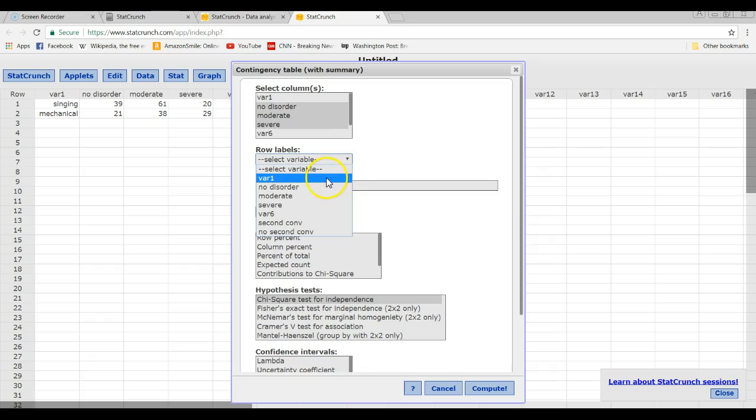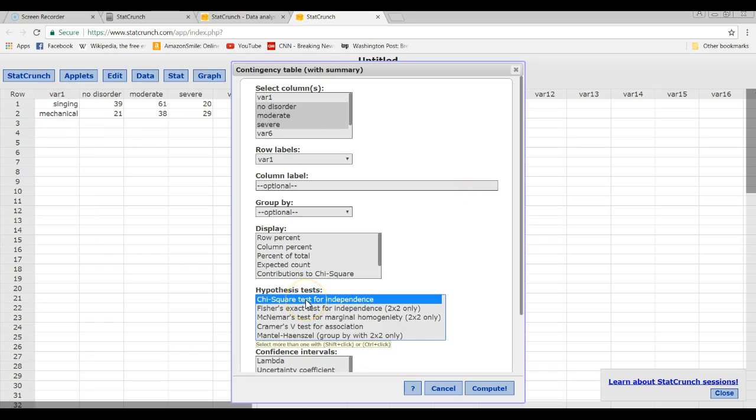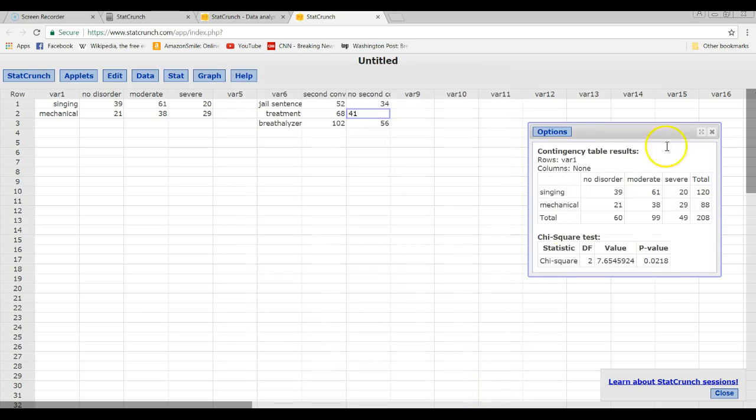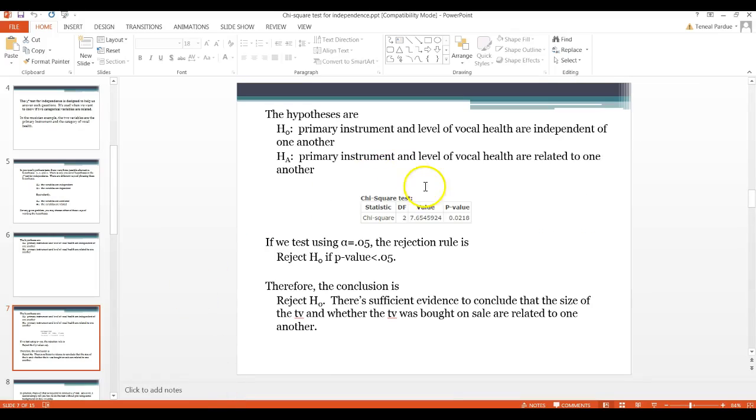Our row labels are in variable 1. That's where we have our two row labels. And we're going to pick the chi-square test for independence. Click Compute, and it tells us what our contingency table was, what our totals are, and this is the chi-square test. This value here is our test statistic, and this p-value is of course the p-value. Copy and paste that over into your homework, and I've done that here.